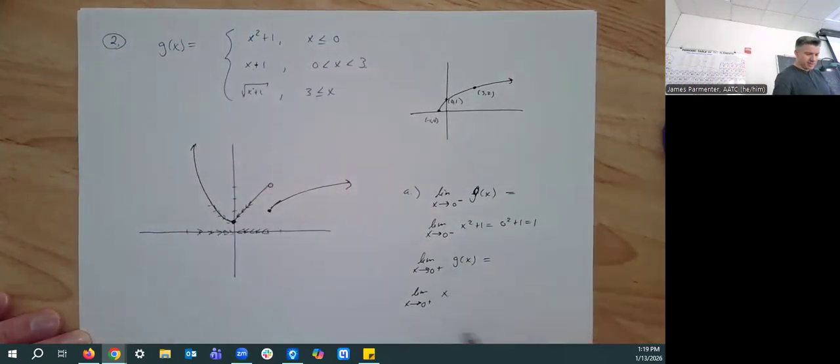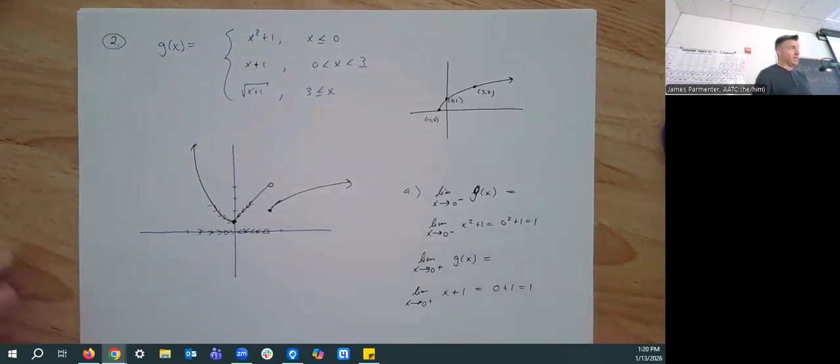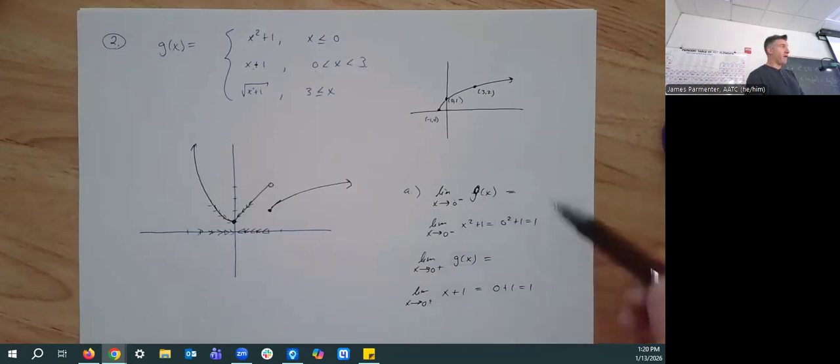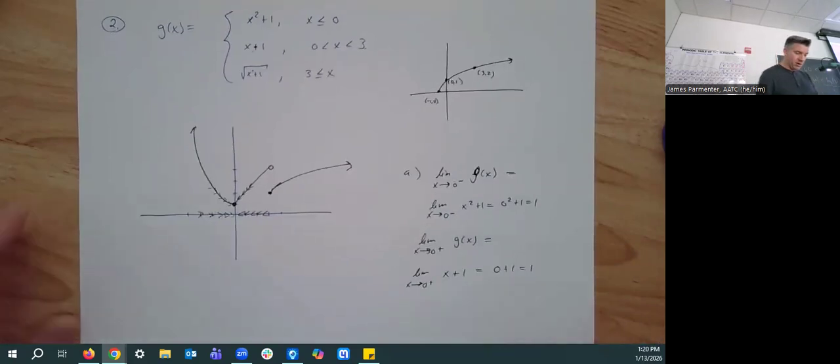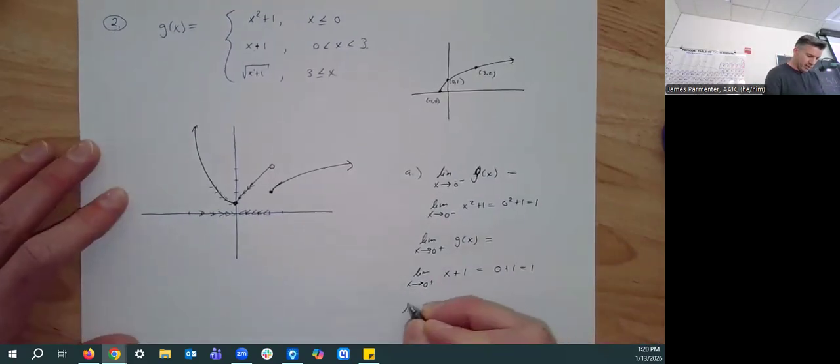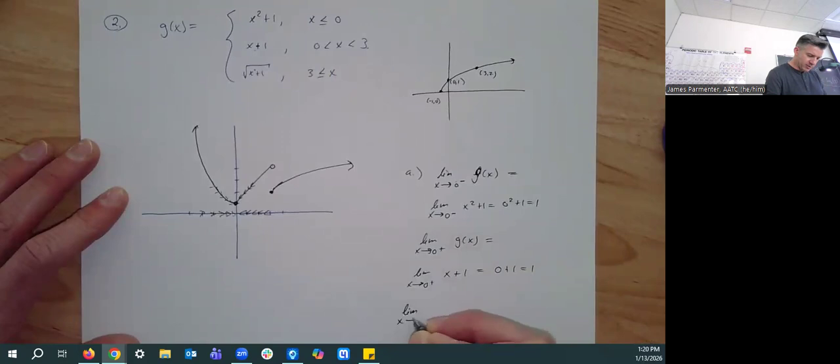So its limit as x goes to 0 from the right of x plus 1, and we get 0 plus 1, which is 1. And since the left-hand limit and the right-hand limit have the same value, the two-sided limit exists and is equal to that value. So these two pieces together mean that the limit as x approaches 0 of g of x is equal to 1.